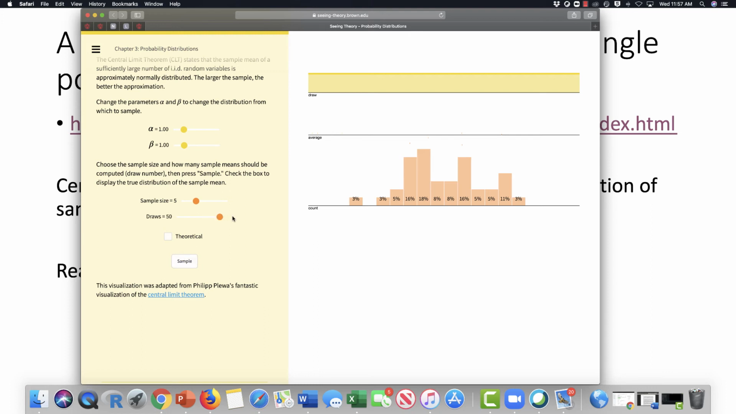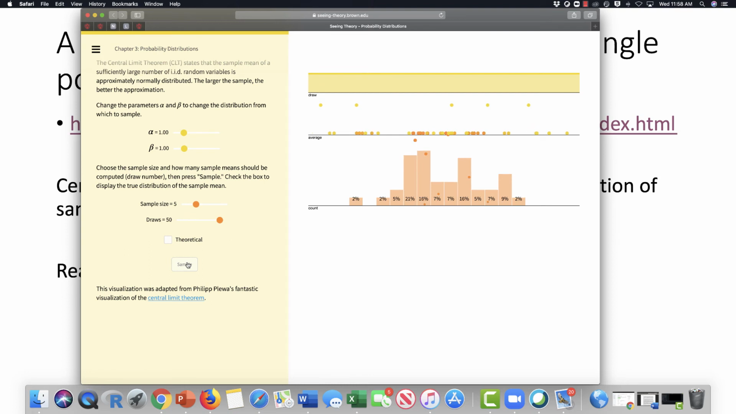I'm going to draw another 50. Again, each of these dots that is falling represents a random sample from that distribution in yellow above. So we're going to do 50 more, and we're going to do 50 more. We're going to do one more 50 after this. And there is this box down here for theoretical. It shows you what the normal curve should look like for that population. You can see it's not perfect, but it's starting to look like a normal curve.